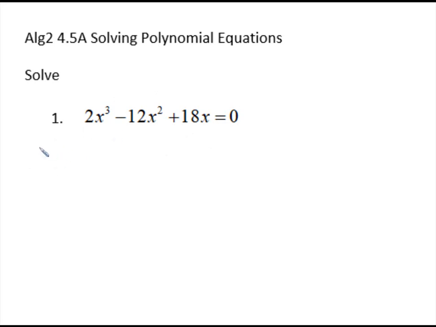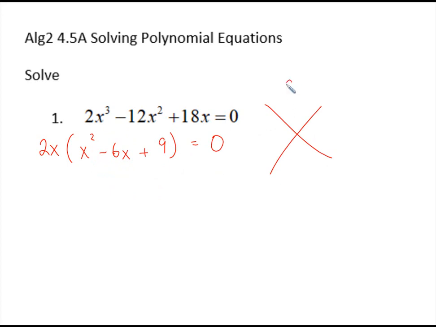So we end up with 2x as our GCF. Then we're going to end up with x squared minus 6x, and then plus 9 is equal to 0. Okay? Now, x squared minus 6x plus 9, we need to try and factor this, right? Because this is a quadratic that we factored before. So we're going to use the x to factor this.